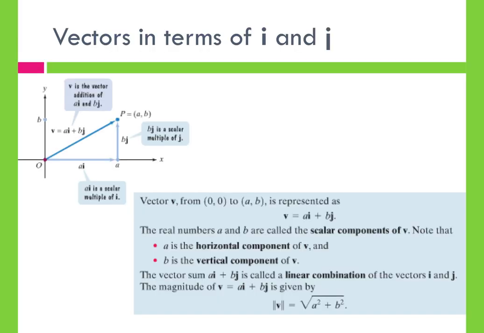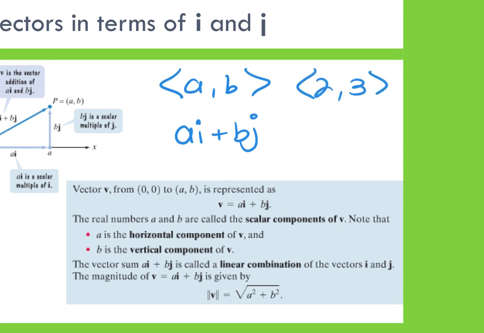Okay, so now everything we just did in component form, we're just going to rewrite in a different form, and that form is IJ. This time, instead of saying this is A, B, it would be AI plus BJ. So whatever, let's say that's 2, 3, that becomes 2I plus 3J. It's just a different way of writing it. It means the exact same thing. Whatever's in front of the I is your change in X. Whatever's in front of the J is your change in Y.